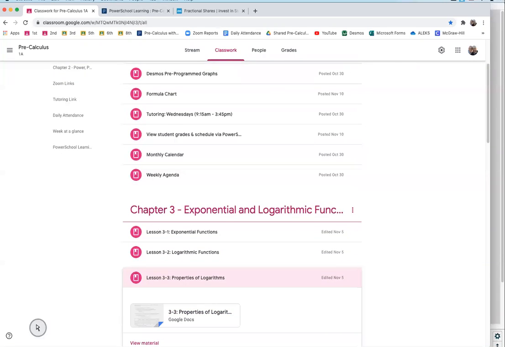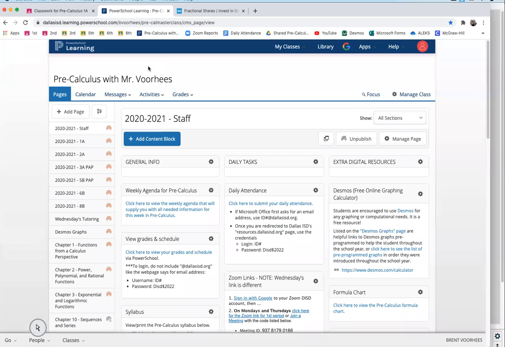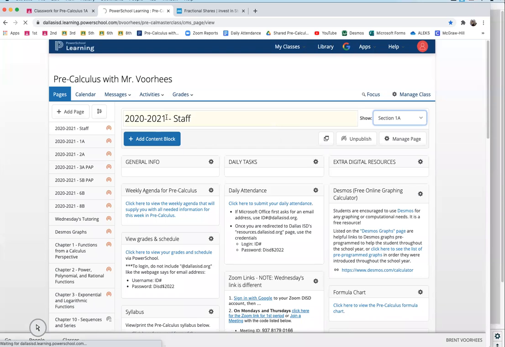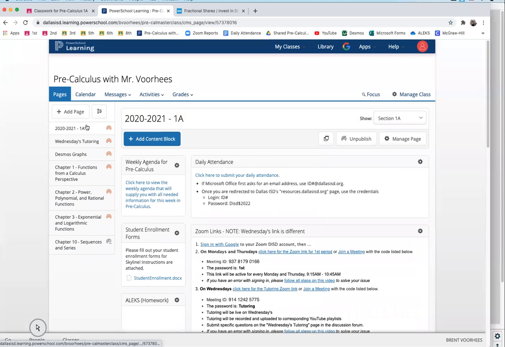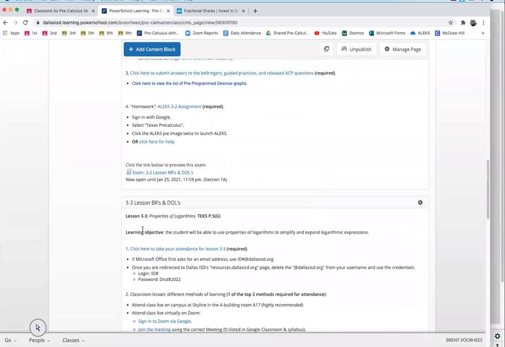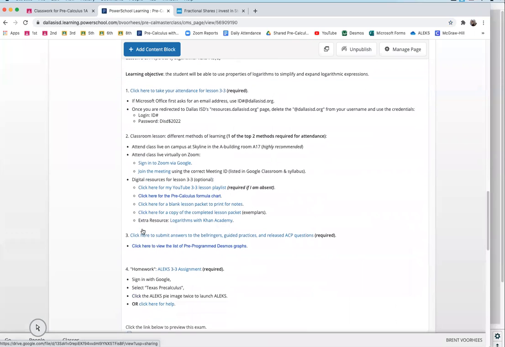That's our lesson today. If you're going through PowerSchool Learning, once this loads up, you would go over to chapter 3 and go to lesson 3.3, and your tools would be listed here. On number 2 for classroom, the teaching, the different things I go over, there's the formula chart right there. It's a different color blue. I did that so it stands out a little bit more.